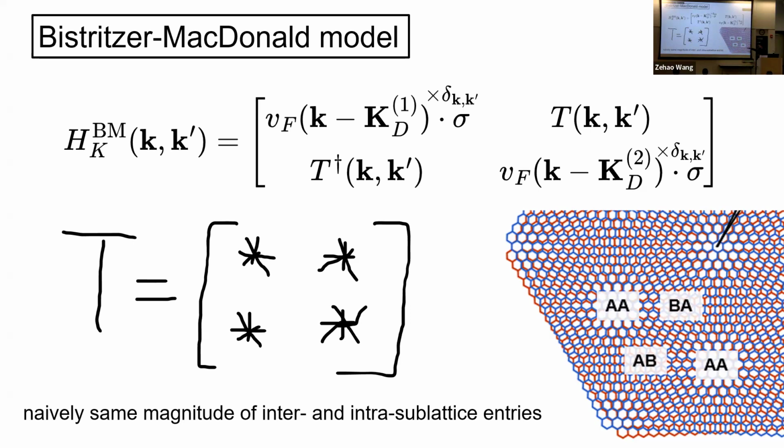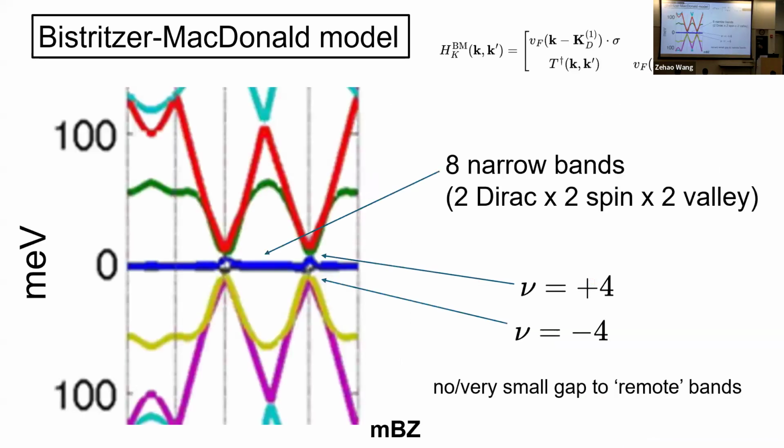So if you were to average over the entire moiré unit cell, you would expect that these entries should actually be around the same magnitude, right? And indeed, if you do the analysis carefully, you actually find that these entries are the same magnitude. So let's see how this actually pans out. You can actually implement this model on your laptop in just a few minutes, and you can generate the resulting moiré band structure, which is shown here.